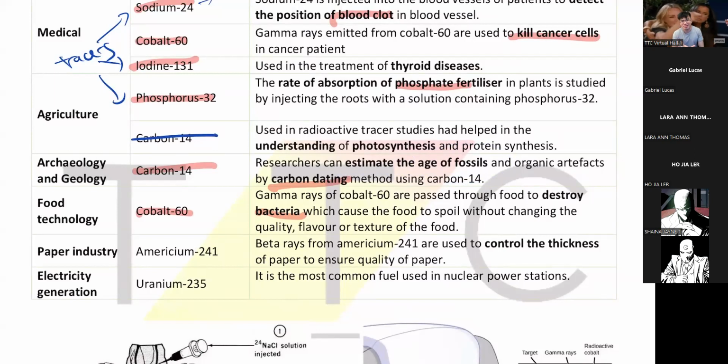How can they tell whether something is a fossil or just a fake fossil? They just look at the carbon dating. By scanning the fossil or whatever for carbon-14, they can roughly know how old the fossil is. This is how they piece things together.